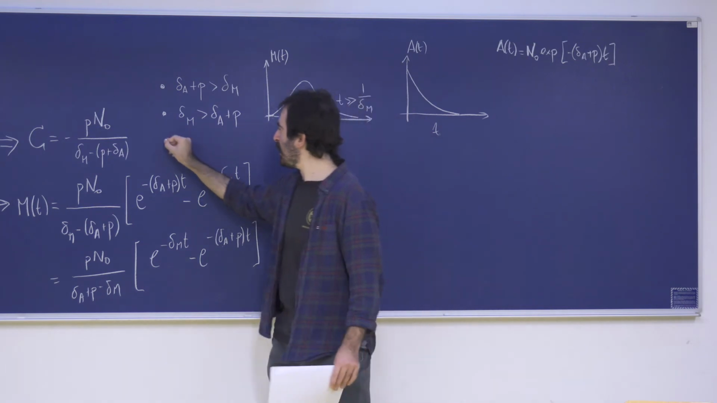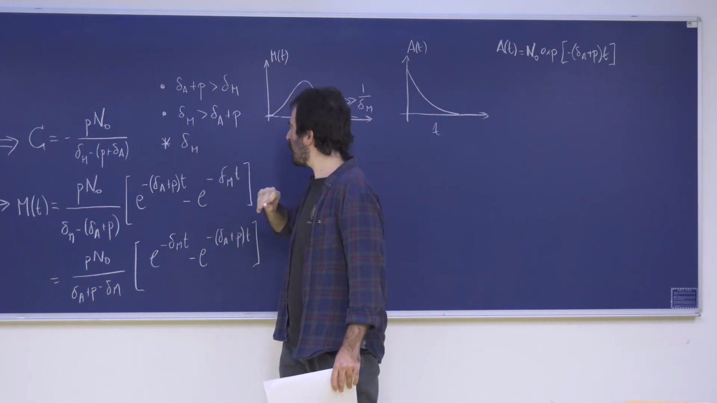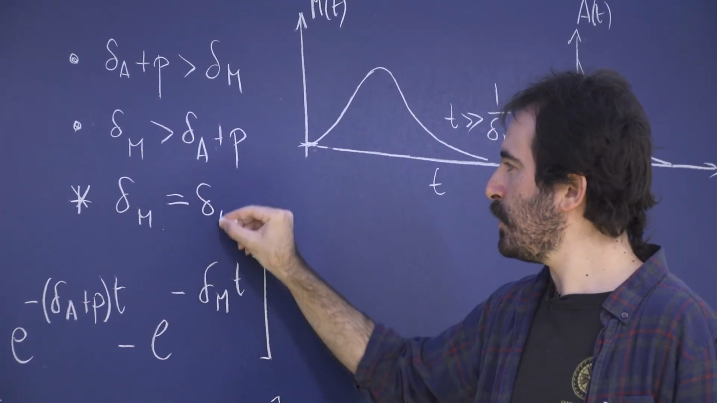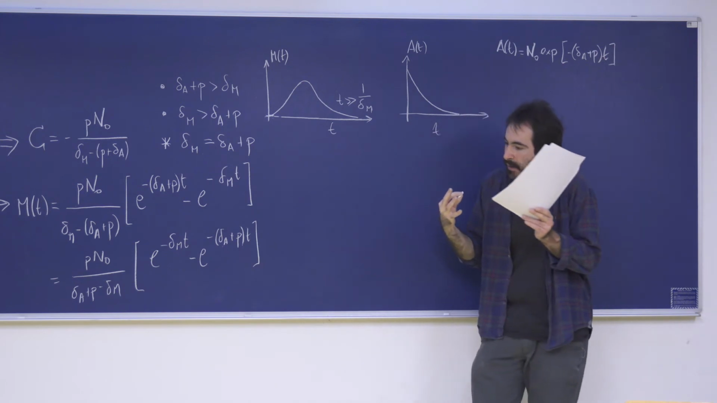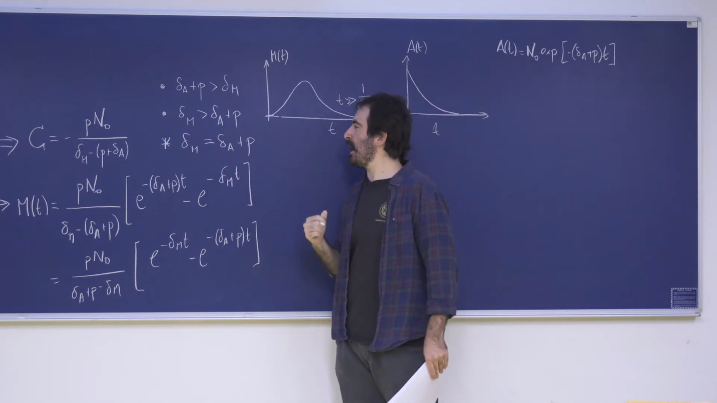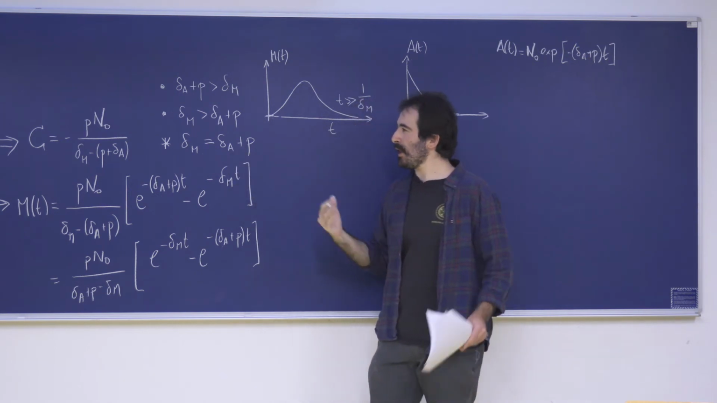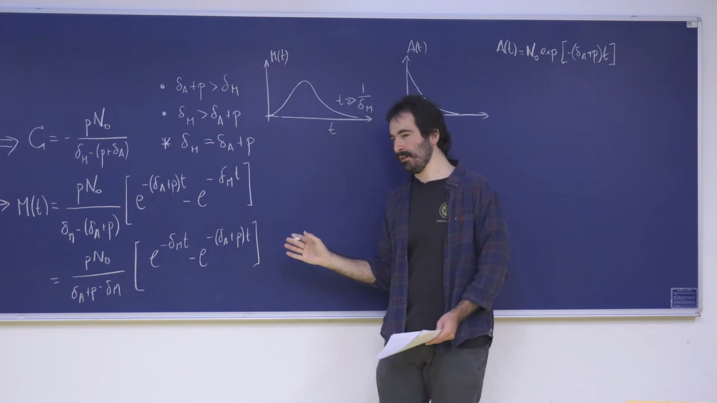And finally, this is an interesting case that I also want you to try and solve and understand, which is what happens when this system is tuned such that this coefficient delta m is exactly delta a plus p. What happens here? Can we still use this solution? Do we have to do something else?